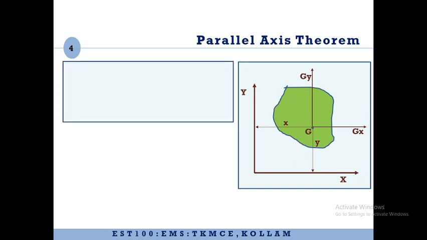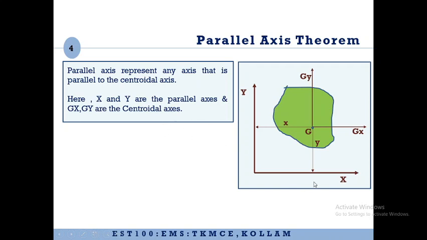Now let us try to understand what is a parallel axis. So parallel axis represents any axis that is parallel to the centroidal axis. So the definition of the parallel axis is an axis which is parallel to the centroidal axis. Here x and y represent parallel axes. This x-axis is parallel to the centroidal x-axis. Therefore, we call x a parallel axis. Similarly, this y-axis is parallel to the centroidal y-axis, and therefore we will call y a parallel axis.